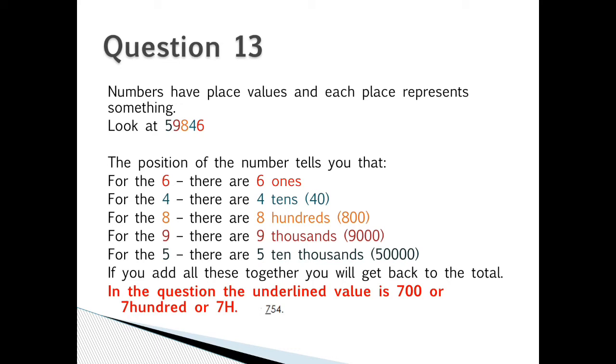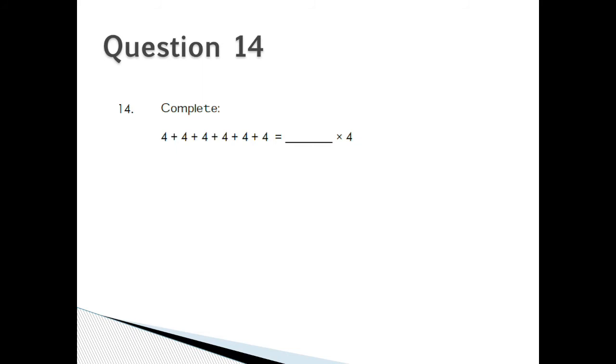59,846. The position of the number tells you, for the 6 there are 6 ones, for the 4 there are 4 tens, for the 8 there are 8 hundreds, for the 9 there are 9 thousands, for the 5 there are 5 ten thousands. If you add all these together, you will get back to the original total. In the question, the underlined value is 700 or 7H.